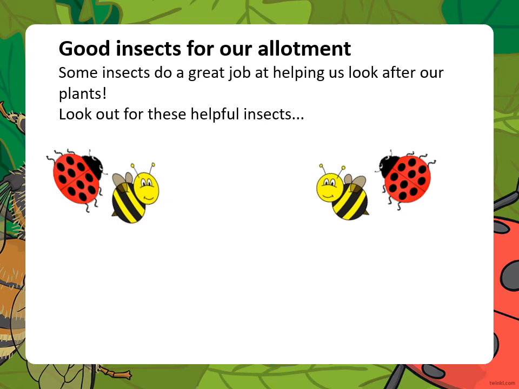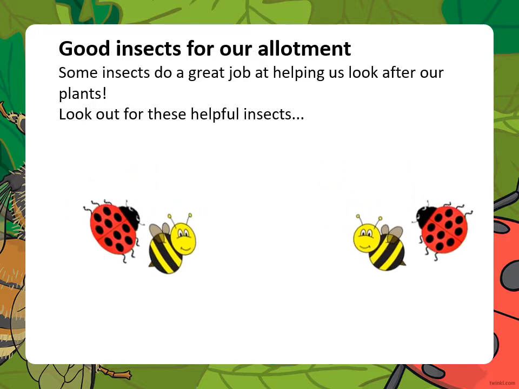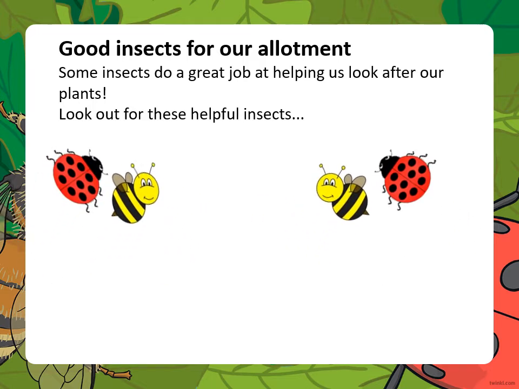Actually, these are good insects for allotments. Yes, I'm talking about those minibeasts. There are some insects that do a great job at helping us look after our plants. Look out for these helpful insects. Which are those?